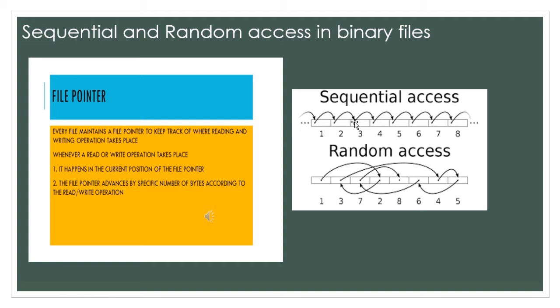Now you would have got an idea about what is sequential access, where the bytes of the file can be read only one after the other. And what is random access, where we can directly jump from first to fourth and fourth to seventh, from front to back, and in any direction we are able to access a file. It is called random access.